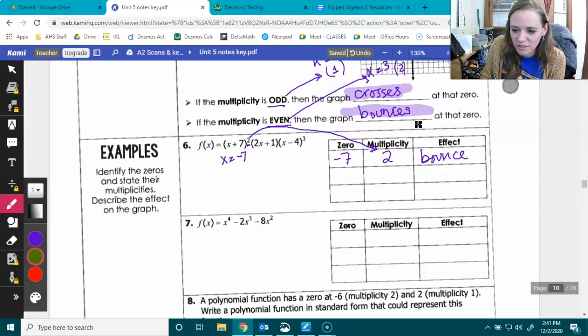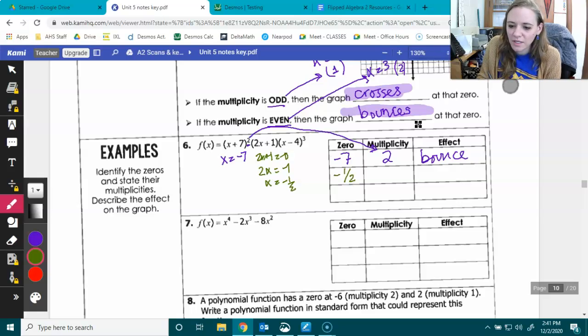All right, let me change color. Maybe make this a little easier. So 2x plus 1 equals 0. Minus 1 to the other side. So 2x equals negative 1. Divide by 2. And x equals negative 1/2. So yes, it is possible to have a 0 that is a decimal or fraction. All right, and no exponents on this one. So that means I only have one of them.